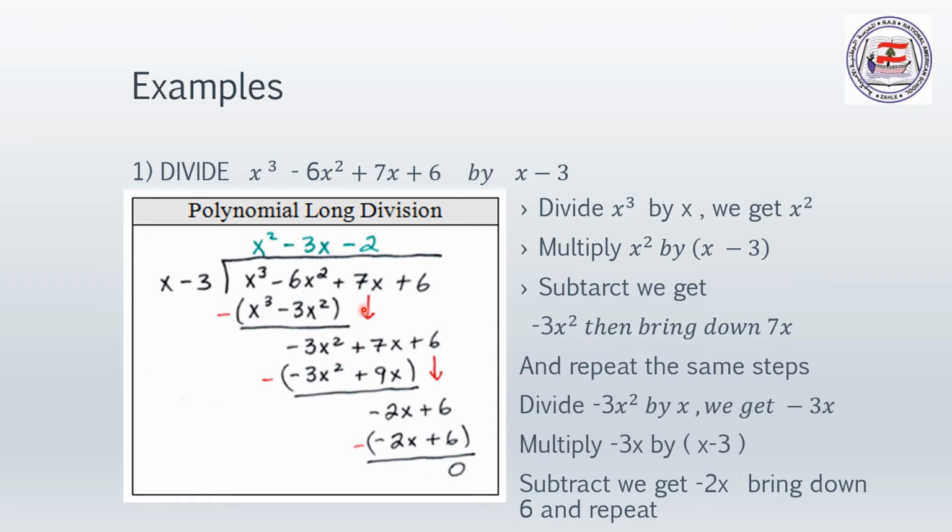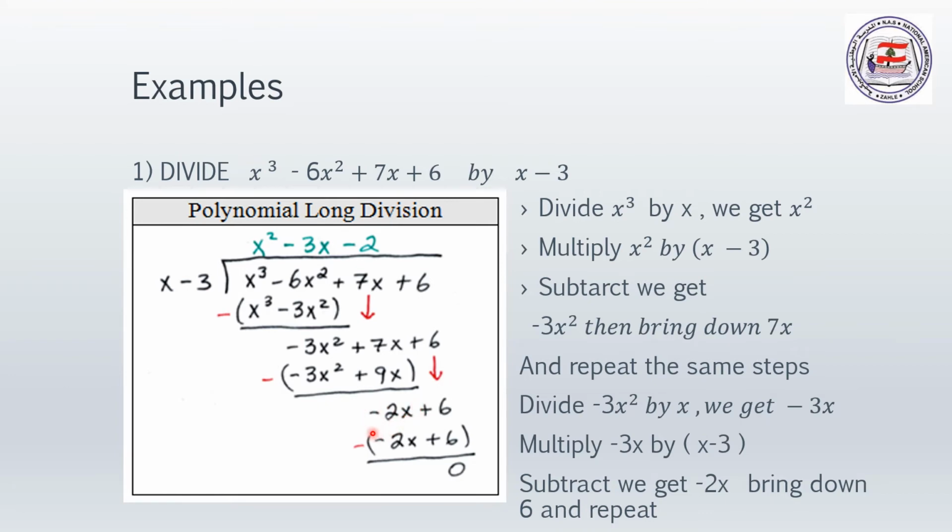Bring down 7x and repeat the same steps. Dividing minus 3x squared by x gives minus 3x, so we write it in the quotient. Then we multiply minus 3x by x minus 3 to get minus 3x squared plus 9x. Subtract these two expressions, we get minus 2x. Bring down 6 and repeat the same process.